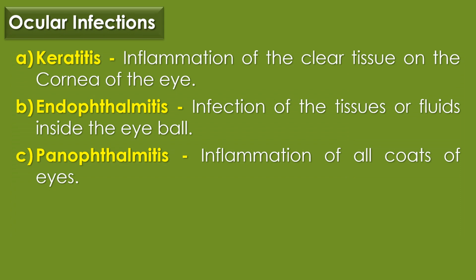The second clinical disease caused by Bacillus cereus is ocular infection or eye infection. Bacillus cereus can cause ocular infections such as keratitis, endophthalmitis and panophthalmitis. Keratitis is an inflammation of the clear tissue on the cornea of the eye, endophthalmitis is an infection of the tissues or fluids inside the eyeball, and finally panophthalmitis is an inflammation of all coats of the eye.